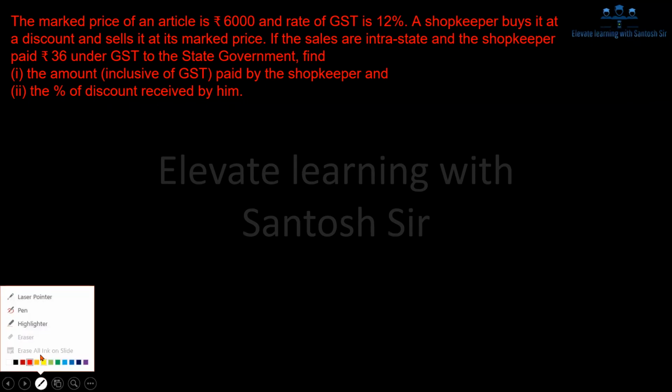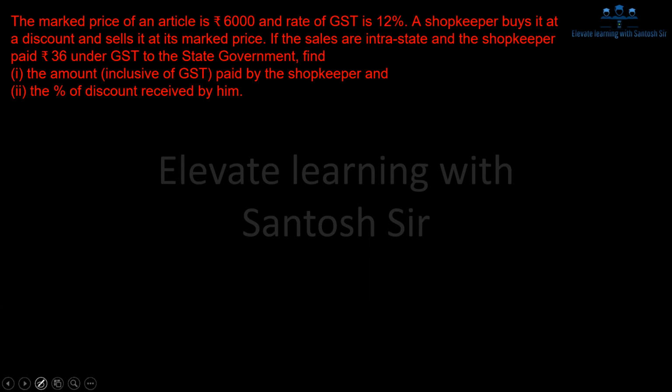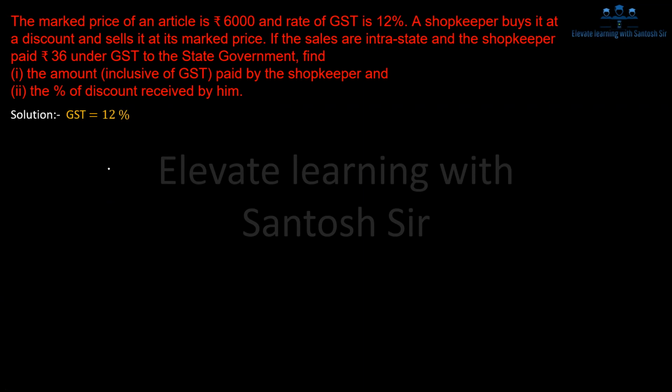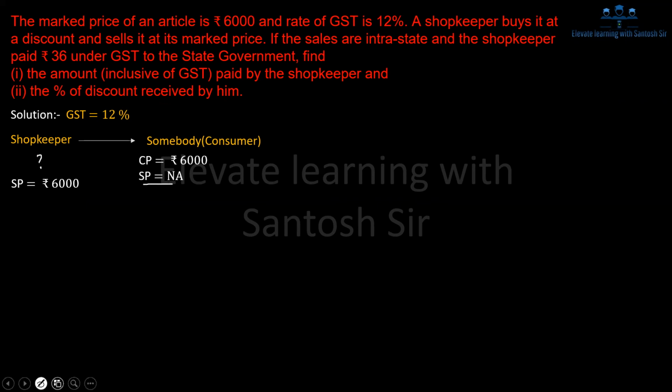Let us start with the given information. We know that the GST over here is 12%. Shopkeeper is buying it at some price and then he's selling it to somebody, let's say the consumer. He's selling it at the mark price to the consumer. So we know the SP of shopkeeper or the CP of the consumer is 6,000 rupees. As always, SP of consumer is not applicable, so let's leave it. We need to find the CP of the shopkeeper in this question to complete the chain.